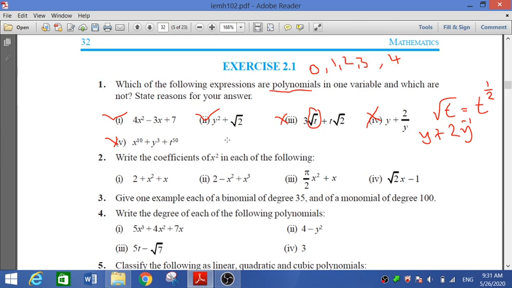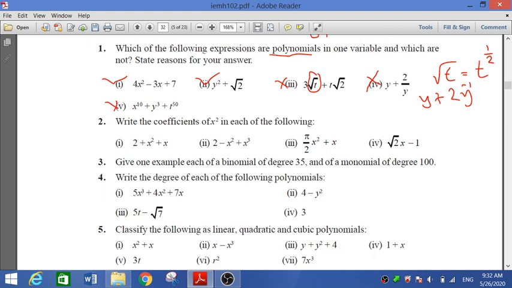So first, exercise 2.1 question number 1 is too much easy. Now, write the coefficient of x square from each of the following polynomials. What the question is, write the coefficient of x square. Someone who cannot see properly may write 2. Look, you cannot write 2. What do we have to write first? x square. So coefficient of x square.